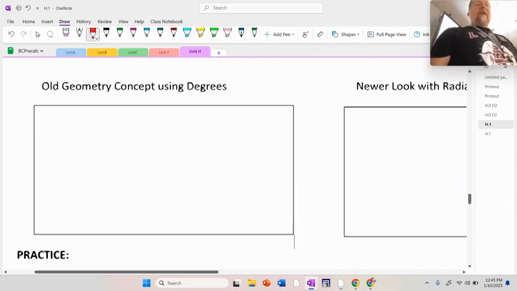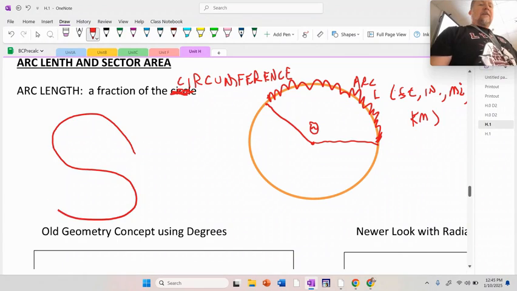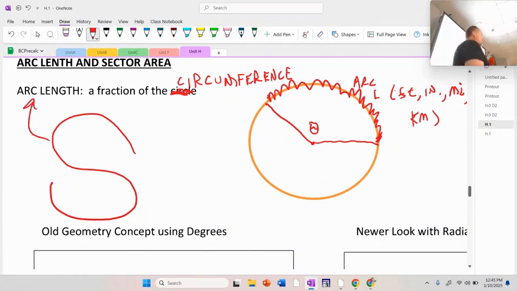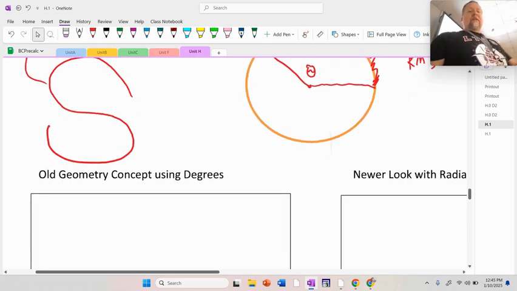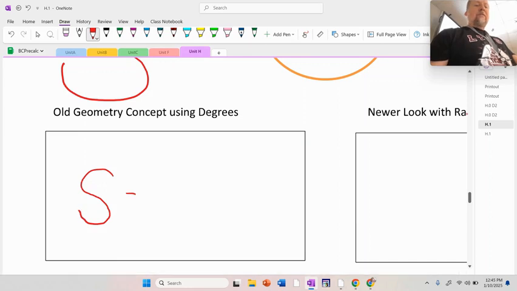Okay, so here's arc. By the way, you know what arc length is noted as? The letter S. That's what arc length is noted as in many books. I don't know why. But I'm going to use that from here on out. Arc length is S. And in your old geometry concept, it was what circumference of a circle again? We already mentioned it. 2 pi r.